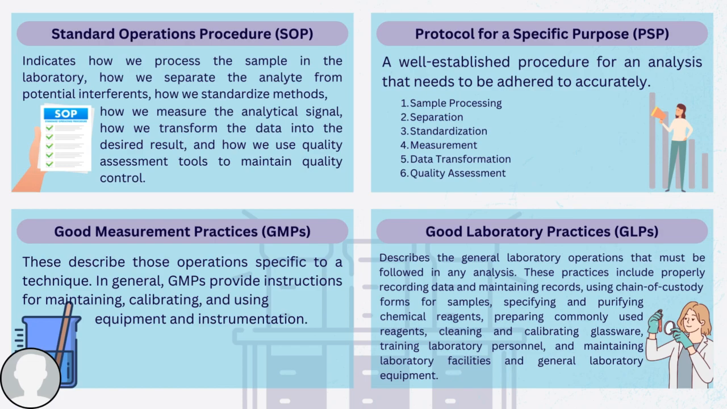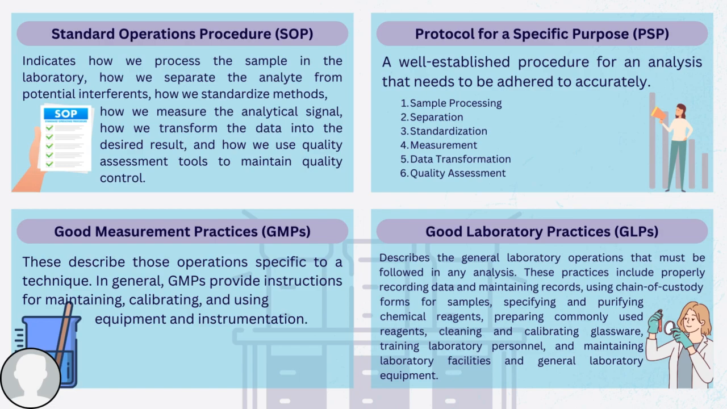The directions for analyzing a specific analyte in a specific matrix are described by a standard operating procedure, or SOP. The SOP indicates how we process the sample in the laboratory, how we separate the analyte from potential interference, how we standardize the method, how we measure the analytical signal, how we transform the data into the desired result, and how we use the quality assessment tools to maintain quality control. If the laboratory is responsible for sampling, then the SOP will also state how we are to collect, process, and preserve the sample in the field.